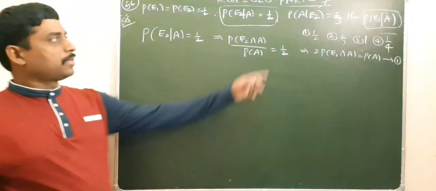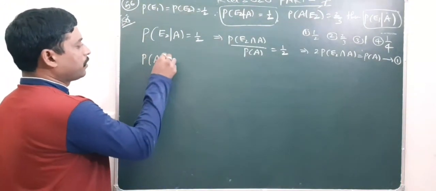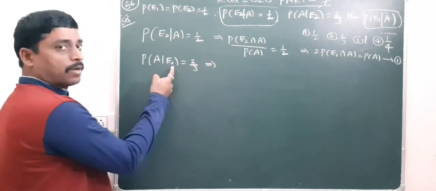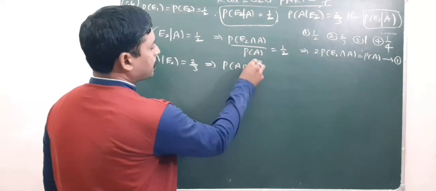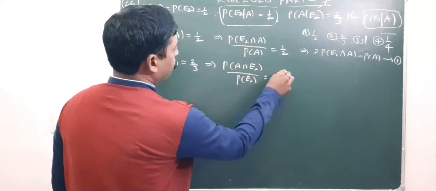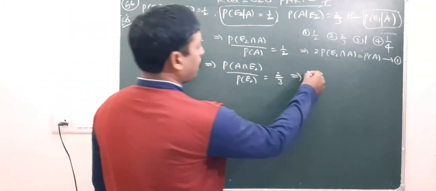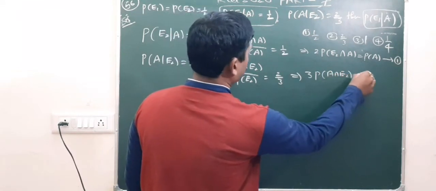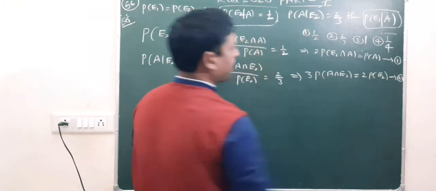Next, what is the second condition? P of A by E2 is equal to 2 by 3. By conditional probability, P of A intersection E2 by P of E2 equal to 2 by 3. Let us do cross product. 3 times P of A intersection E2 is equal to 2 times P of E2. Let us take this as the second equation.